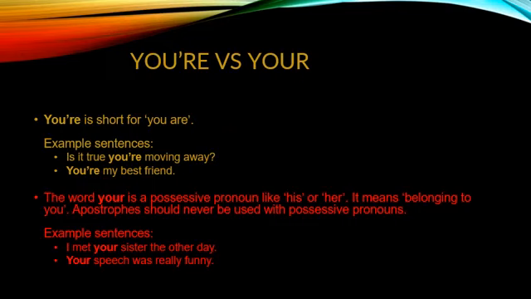So, with these common examples, you may be inclined to use contractions very beautifully so as to sound more natural. And then you have you're versus your. Again, an example where many students go wrong. You're is short for you are. Example, is it true you're moving away? You're my best friend. You should never use you're when you want to indicate the possessive pronoun your, meaning belonging to you. An apostrophe is never used with possessive pronouns, as I told you before. I met your sister the other day. Your speech was really funny.